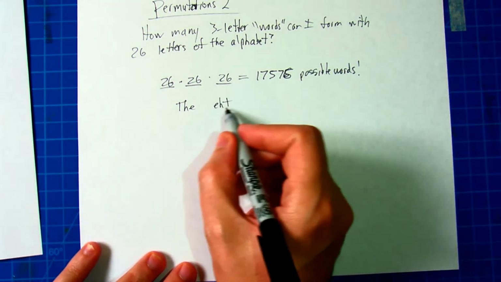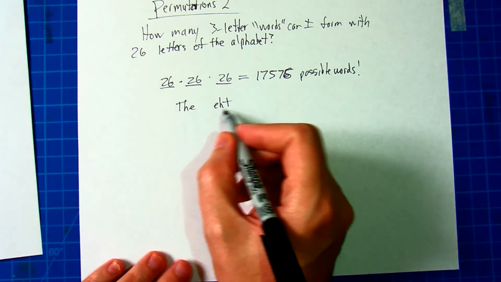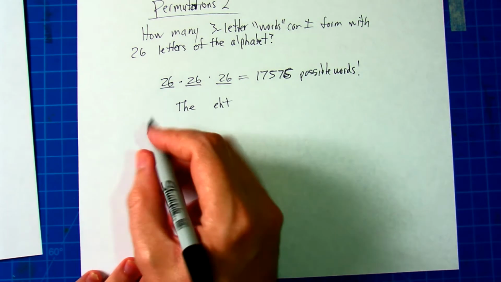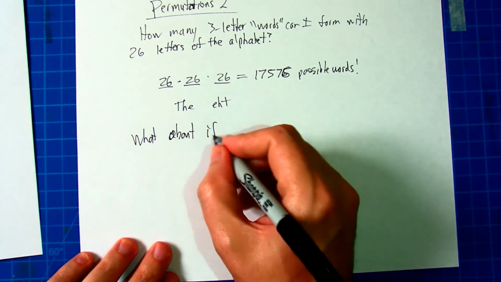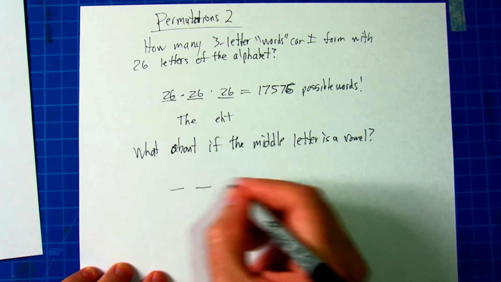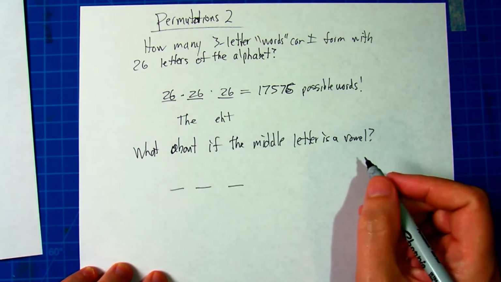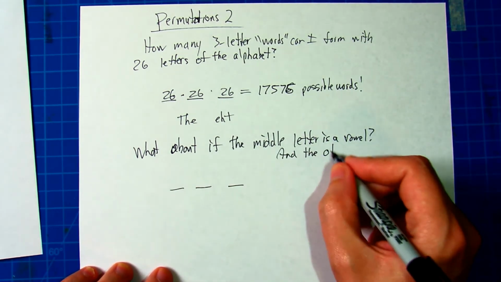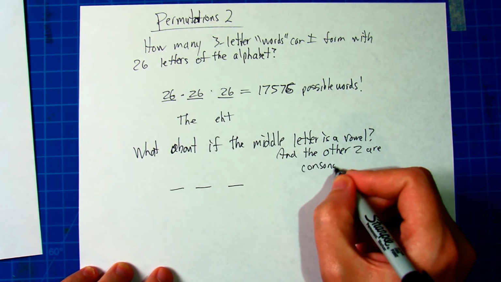Your brain might read that as the, but it's actually different in English. In this situation, you're going to get a lot of words you can't possibly pronounce. So you might go ahead and ask, what about if the middle letter is a vowel? So you still have 3 letters here. Let's be a little more specific here even. The middle letter is a vowel and the other 2 are consonants.